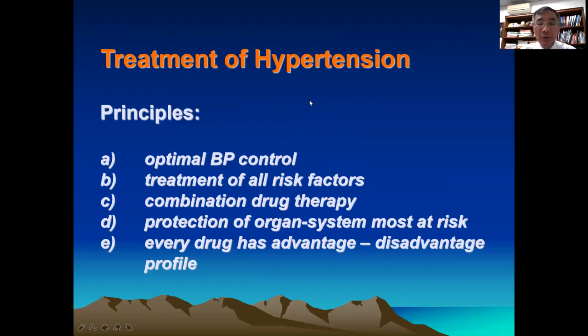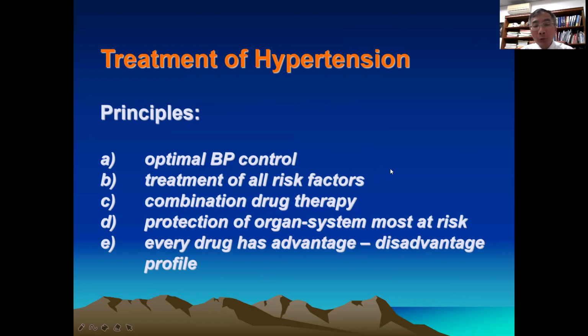Now we come to the treatment of hypertension, and the principles of the treatment are fairly simple. We want to try to reach optimal blood pressure levels, which, as you will recall, should be a blood pressure below 130 by 80, or below 140 by 90 in the older population group.